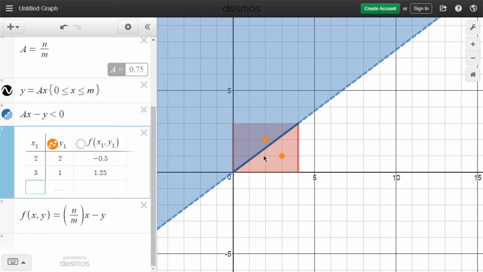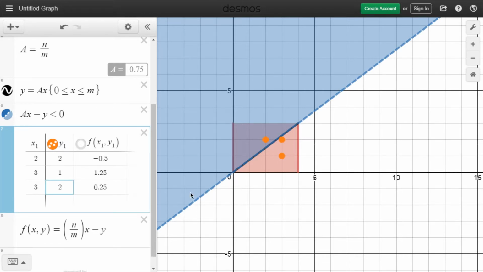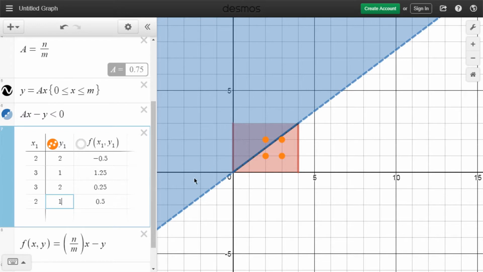So the vertices of this square, we've got 2, 2, we've got 3, 1, we've got 3, 2 as well. So let's put that in. And we've got 2, 1 as well. Okay, cool. So something to notice about these 4 values is that not all 4 of them have the same sign. So 3 of them are positive, 1 of them is negative. Okay, maybe that's a coincidence, maybe not.